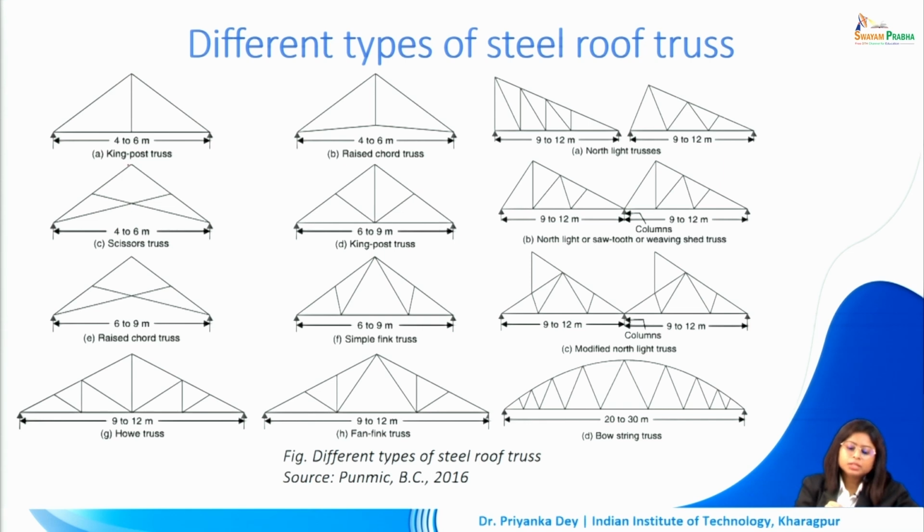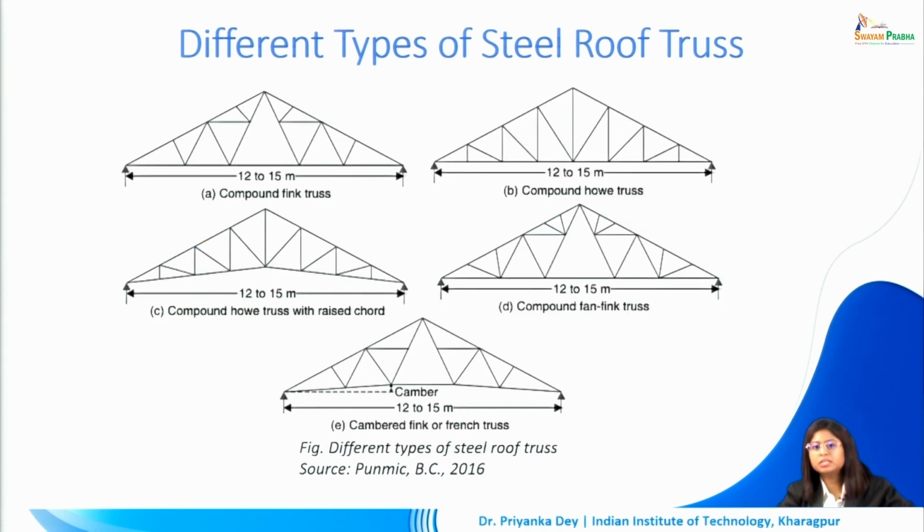For example, the king post truss can be used for 4 to 6 meters. We have the scissors truss, the raised chord truss, which can go up to 9 meters. We can have the howe truss, simple fink truss and the fan fink truss. We have also options of using north light trusses, modified north light trusses, sawtooth option. We can also have the bowstring truss which is curved. This can go up to a span of 20 to 30 meters.